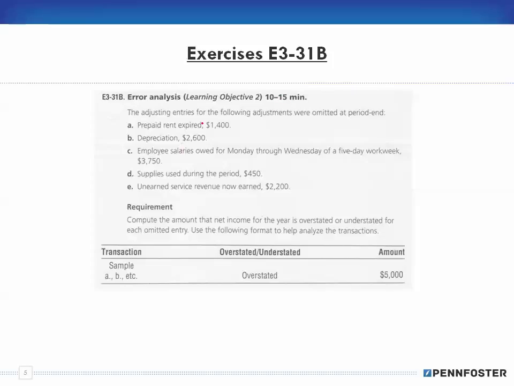All right, and it says here, adjusting entries: the adjusting entries for the following adjustments were omitted, and that's at period end, and that's where I had gotten stuck. Okay, I'm trying to work through this and I'm like, what's going on here, right? Because I had realized that these entries were not made. That one word confused me. I mean, I just skipped right over it.